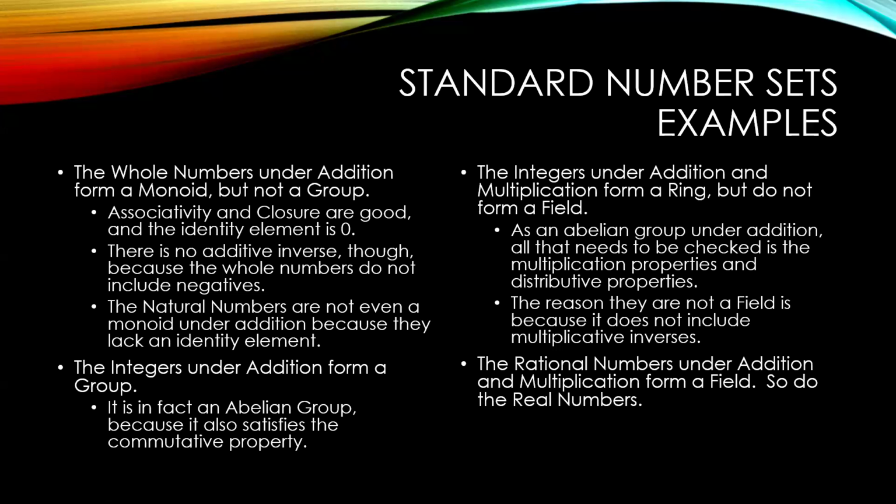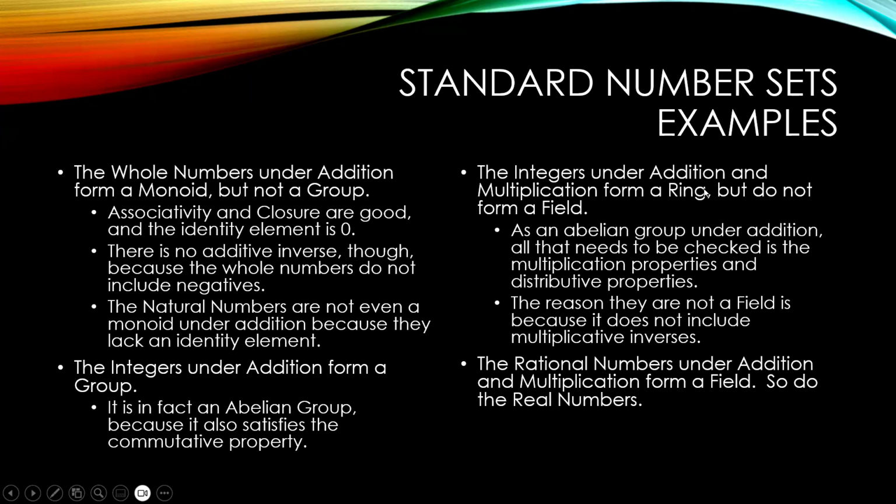If you wanted to get from 7, add something, and get back to 0, we could not do that using just the whole numbers. The natural numbers are not even a monoid because they do not have the identity element. If we wanted to make it so the whole numbers were a group, we would need to expand them to be the integers. And so the integers are going to be an abelian group because they satisfy the commutative property and they also have the additive inverse. And so the integers are our standard example for an abelian group under addition.